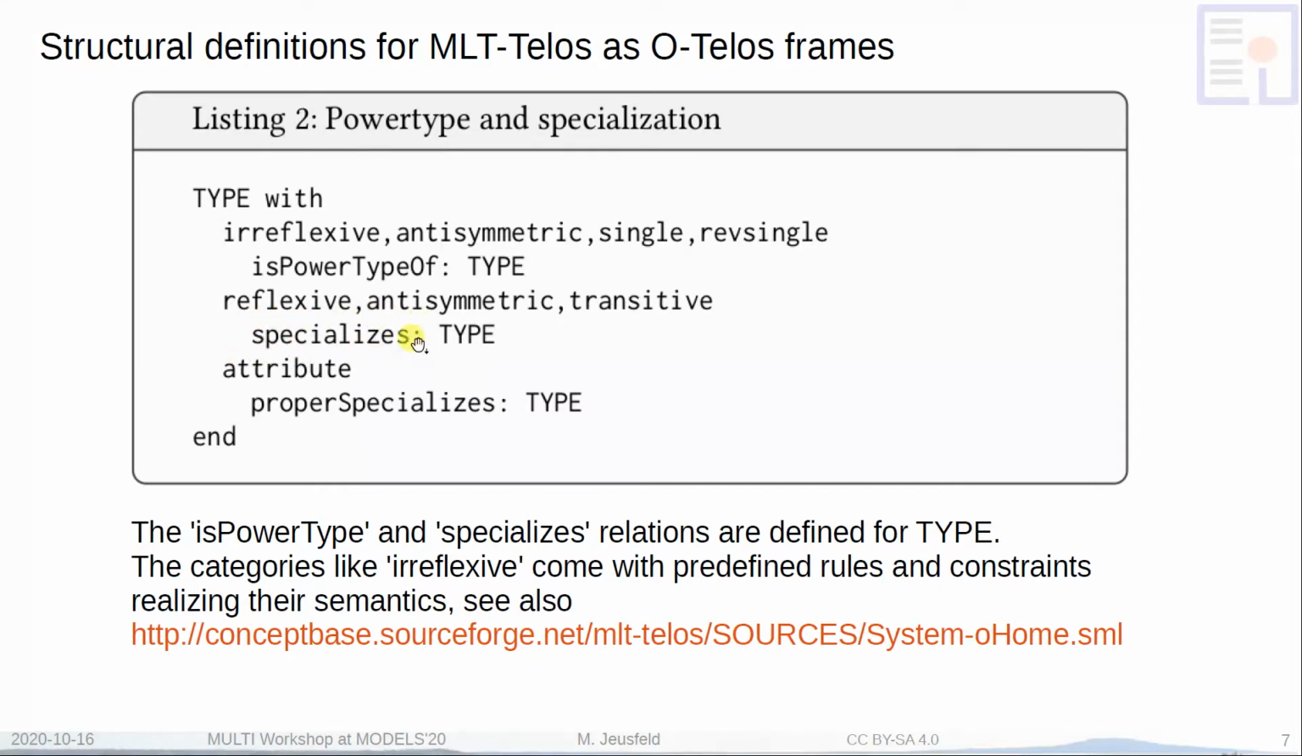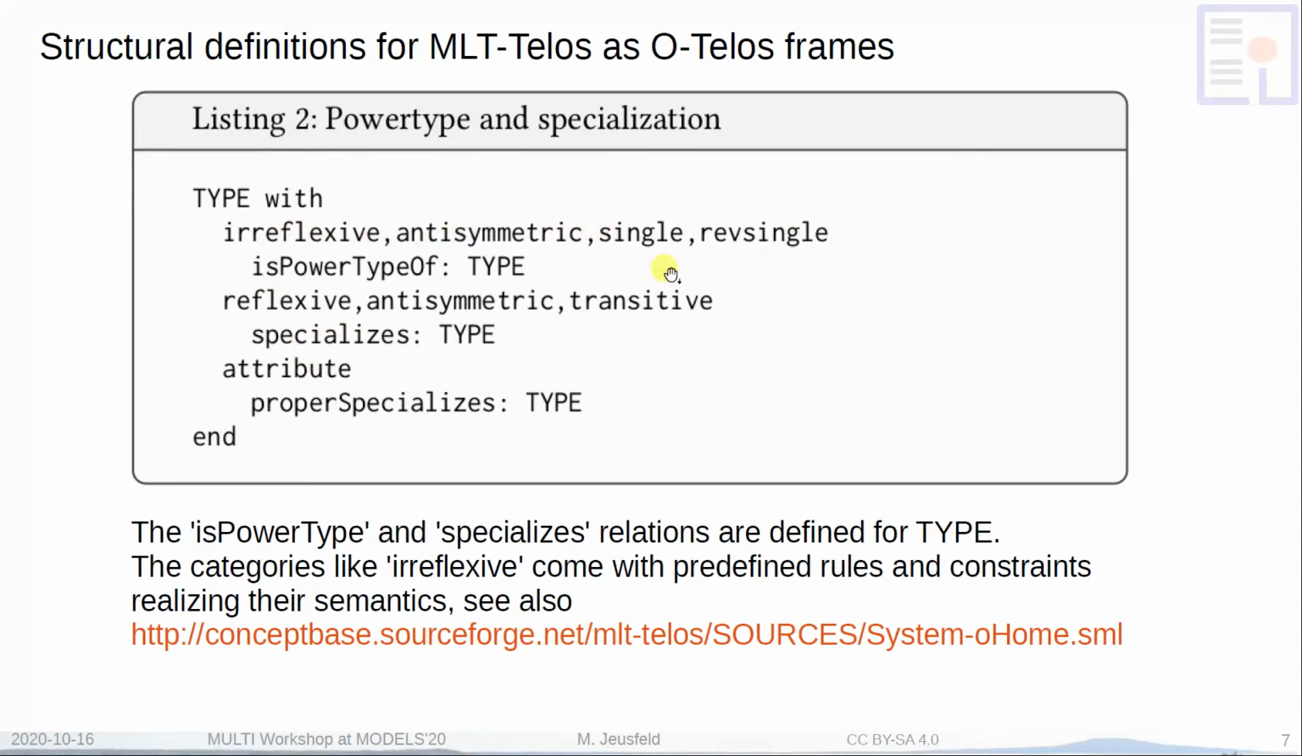It behaves very much like the O-Telos is-a, but the O-Telos is-a cannot be derived, so we need to derive this specializes predicate or association, and that's why we define it in this way. And then we have proper specializers. We will see later this is derived from specializers.